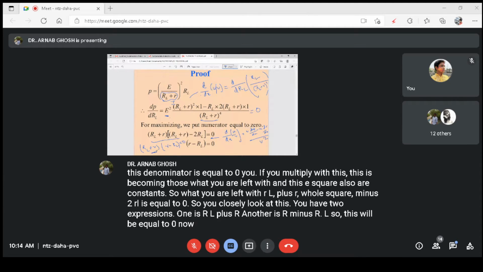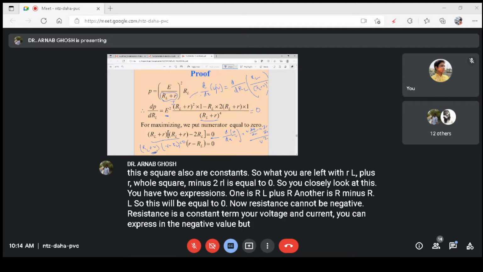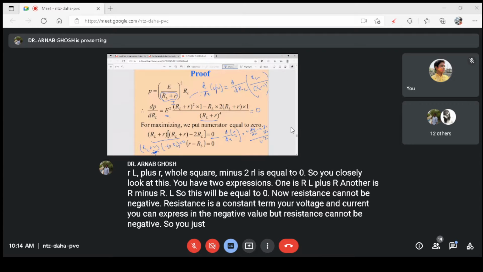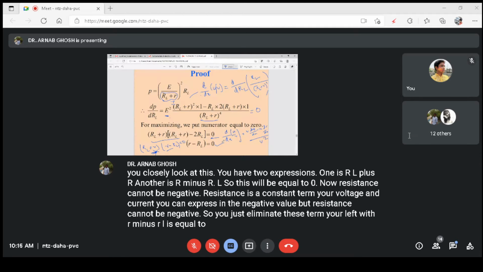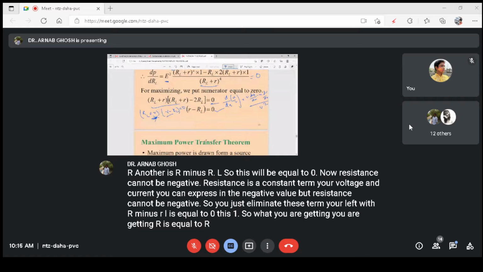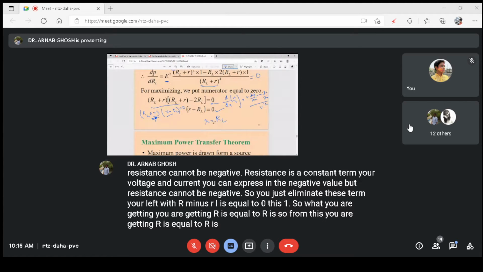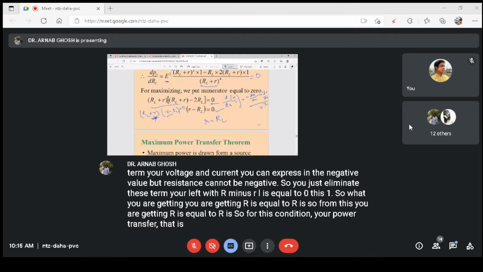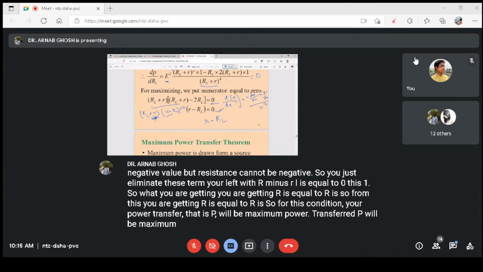Now resistance cannot be negative. Resistance is a constant term, and RL plus R would give a negative value, but resistance cannot be negative, so you just eliminate this term. You are left with R minus RL is equal to 0. So from this you are getting R is equal to RL. For this condition, power transfer P will be maximum. Power transfer P will be maximum when your R is equal to RL.